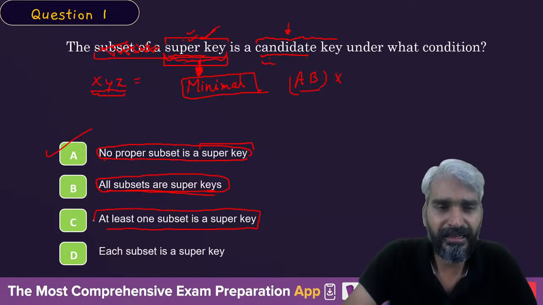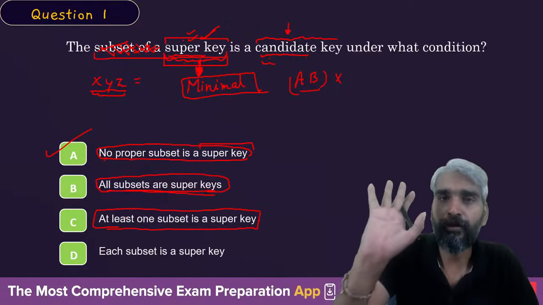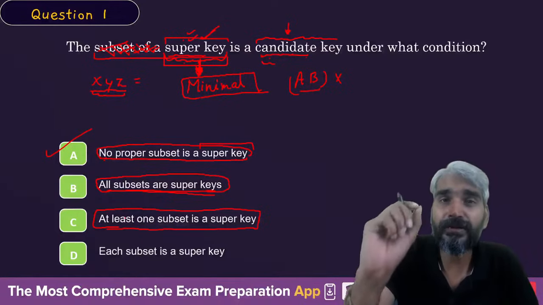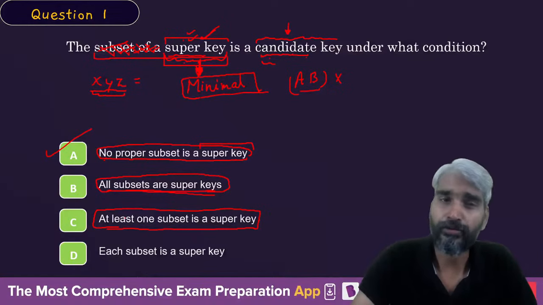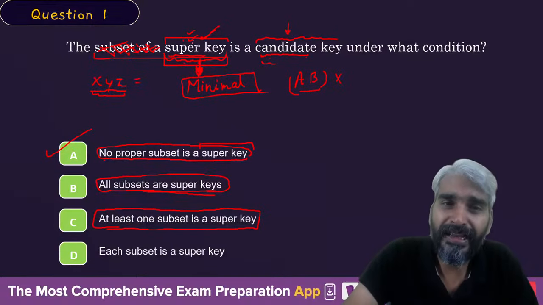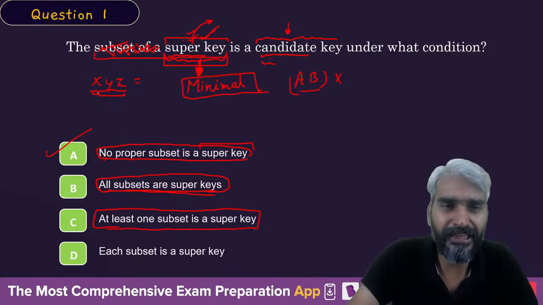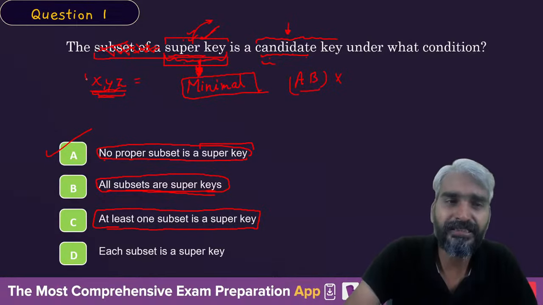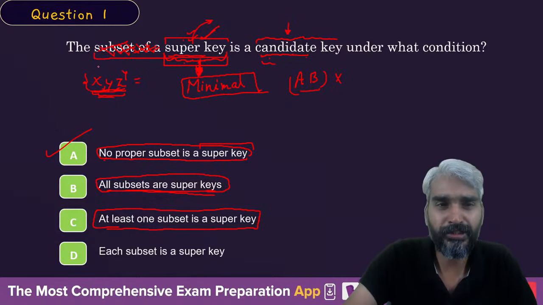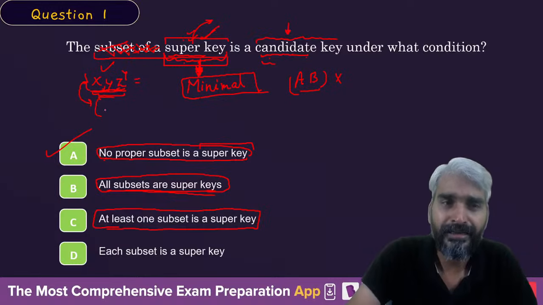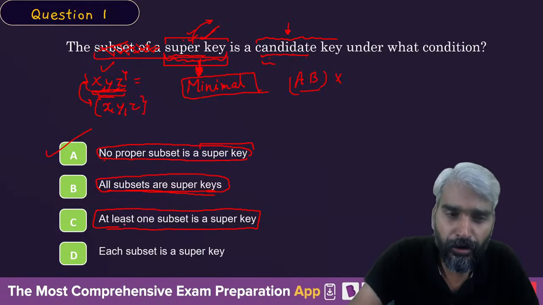Is it necessary that at least one subset is a super key? See, for every super key, at least one subset will always be a super key. At least one subset. So the idea is the super key itself is a subset of itself. So if I say XYZ, then XYZ itself is a subset of it. So in that case, this subset will be a super key, because XYZ was a super key. So the subset XYZ again will be a super key. It did not say proper subset. So this will also be true.